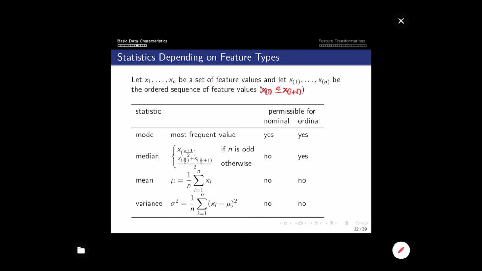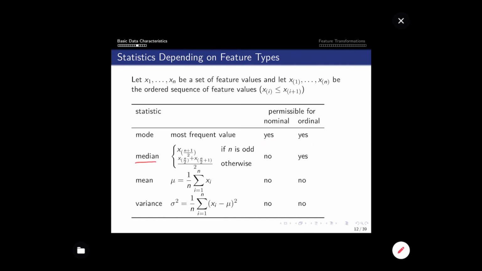And then what kind of statistics can we have now? First of all, we can denote the mode. This is the most frequent value we have. For example, for our feature picture, this could be the cat, if cat is the most frequently occurring picture in our data set. And this we can do for ordinal and nominal data.